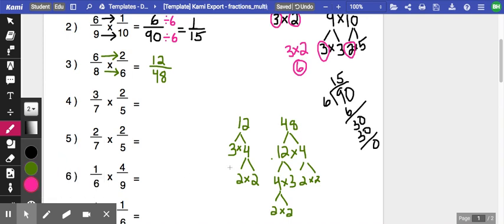I'm going to say, okay, do I have a 3 in both? Oh yeah, I have a 3 here and a 3 here. Do I have at least one 2 in both? Oh yeah, I have a 2 here, I have a 2 here. Are there two 2's? Yeah, there's another 2 here. So I have 3 times 2 times 2. 3 times 2 times 2 is 12. So now I know that I'm going to divide both by 12.